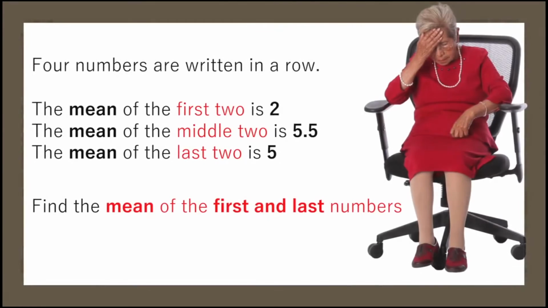Today we're going to dive straight into a problem asking you to find 4 mystery numbers if you have these facts. We're told that 4 numbers are written in a row. The mean of the first 2 is 2. The mean of the middle 2 is 5.5. The mean of the last 2 is 5. We're challenged to find the mean of the first and the last number.